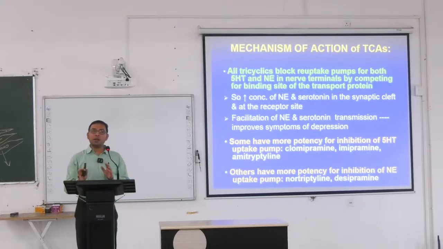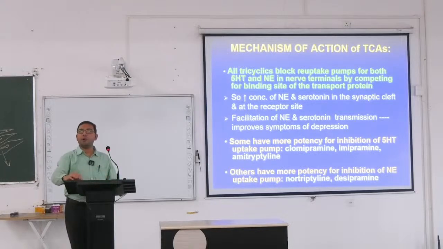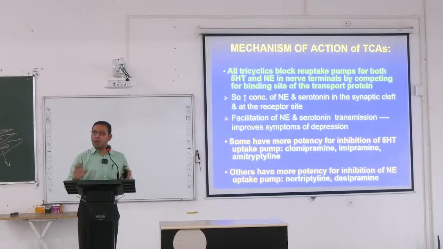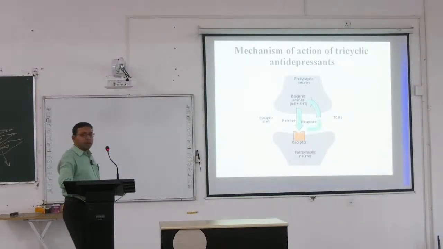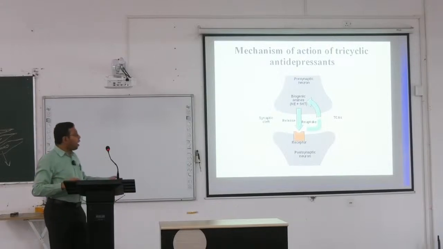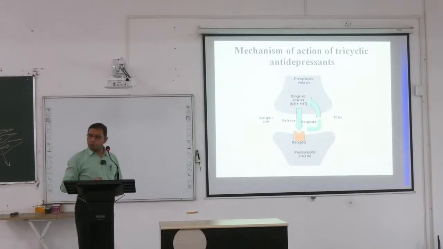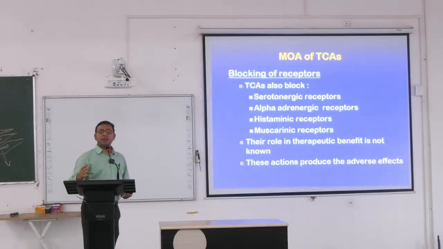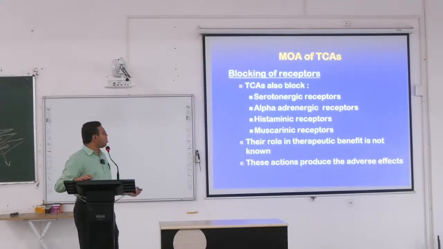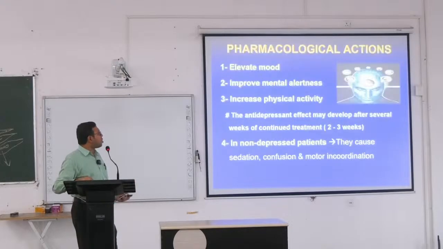So it is clear, this is very easy, the mechanism of action of the antidepressant drug. You can tell it in just one line. So it is clear, very important. Okay. So just remember this: for antipsychotic drugs it is D2 receptor blockade, and here they are blocking the reuptake pump. Okay. Apart from this, they can also block other receptors, like serotonergic, alpha adrenergic, histaminic, muscarinic, etc.